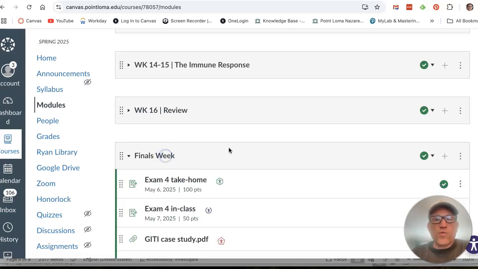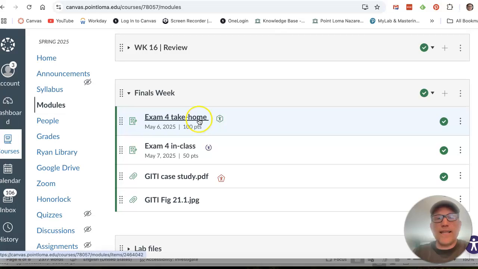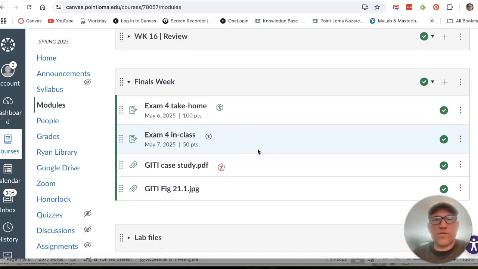And then we get into finals week. Your final is going to be broken into 2 parts. A take-home final that you do on the honor system on your own, but with open notes, etc. And then an in-class final that's worth half that amount. That'll be on Wednesday of finals week, so please schedule around Wednesday of finals week.